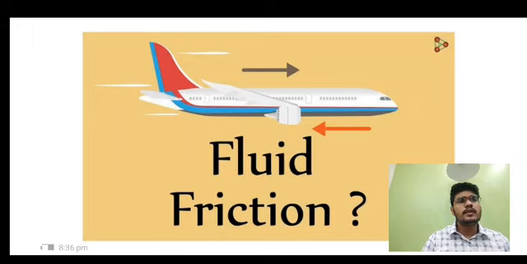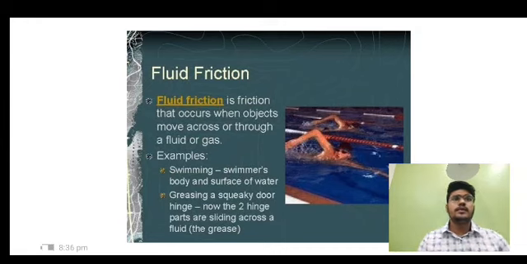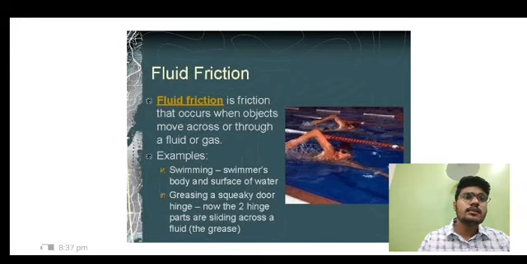What is this fluid friction? So before going to this topic, let us understand what is a fluid. Fluid is liquid and also gas. Even gas is known as fluid, and even water, meaning liquid, is known as fluid. So, fluid friction. What is fluid friction? We can see the definition. Fluid friction is the friction that occurs when an object moves across or through a fluid or gas. As I said, fluid includes gas. Examples: swimming, grazing, striking.